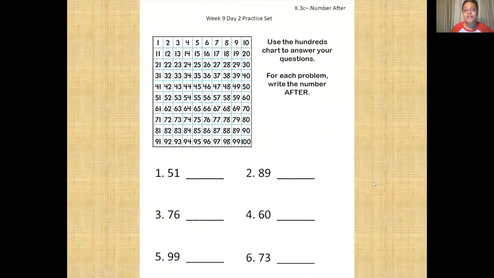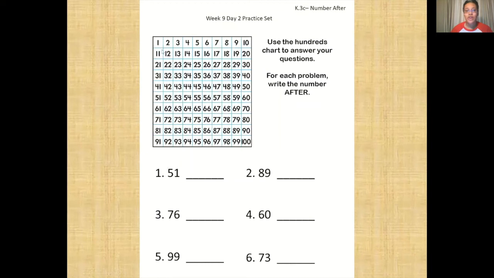Alrighty, so your practice set for today looks like this. Hi, 100 chart that we use in our lesson today. So you're going to use the 100 chart to answer your questions. So for each problem, you're going to write the number after. Now, if you don't have your practice set printed out like this, you can just use a piece of paper and a pencil and write your numbers 1, 2, 3, 4, 5, 6, and then write the number that's after for each problem.